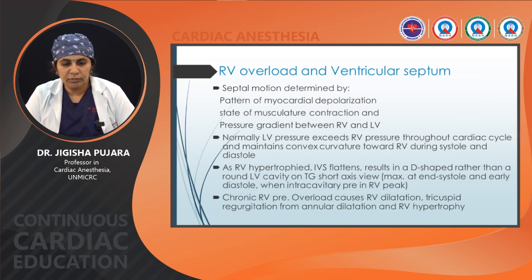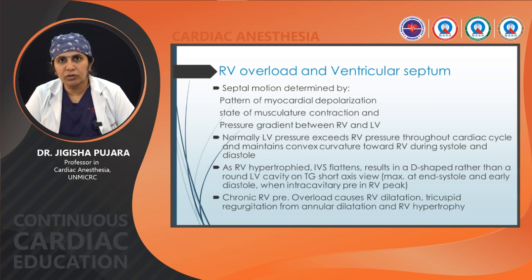Septal motion is determined by the pattern of myocardial depolarization, the state of muscular contracture and the pressure gradient between the RV and LV. Normally, LV pressure exceeds RV pressure throughout the cardiac cycle and maintains the convex curvature towards the RV during systole and diastole. So the LV is spherical. If the RV is hypertrophied, the IVS septum flattens, resulting in a D-shaped rather than round LV cavity on the transgastric short axis view, maximum at end systole and early diastole when intracavitary pressure in the RV is at peak.